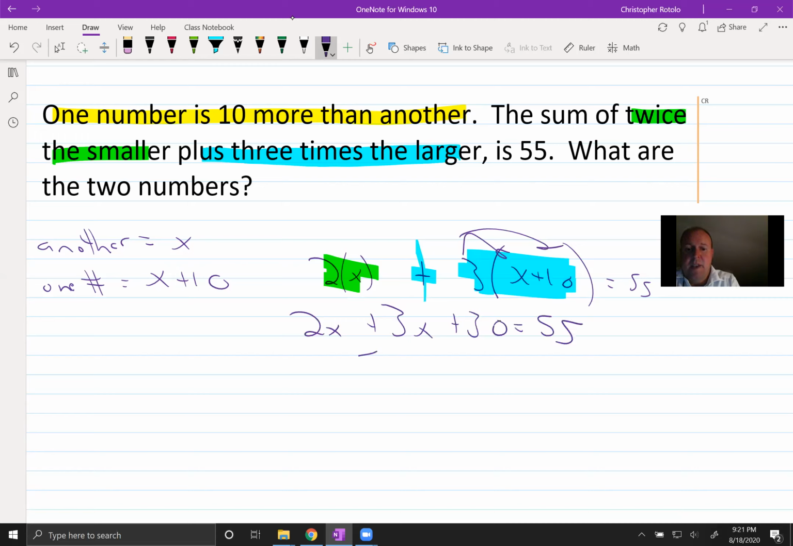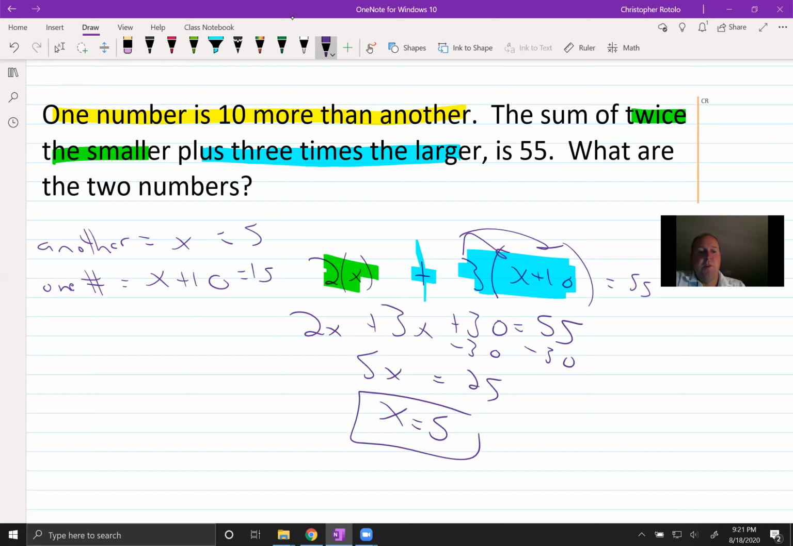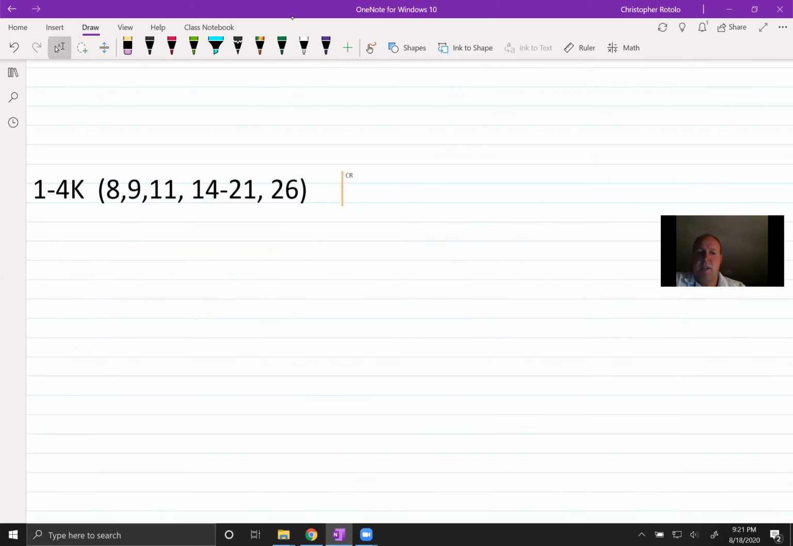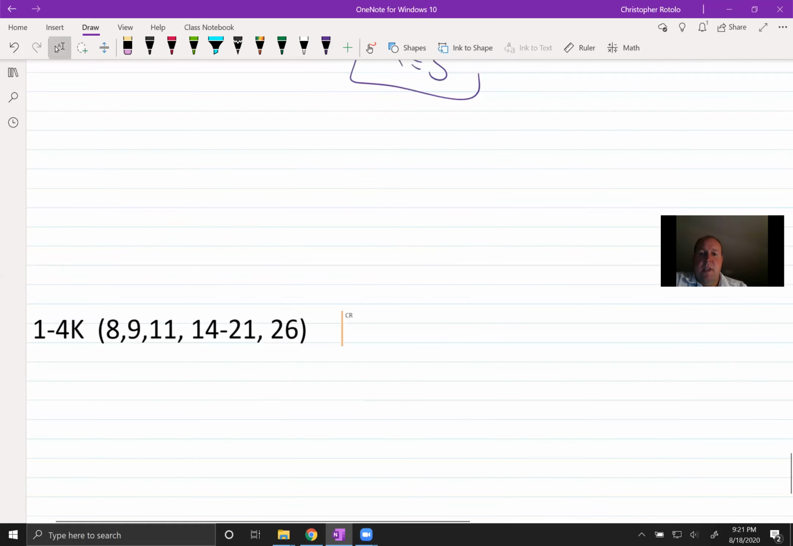So 5x, let's get rid of the 30 while we're working here. 25, so x turned out to be 5. So we'd have 5, and then the other number is 15, which is 10 more than the other number. We knew that was going to happen because we set up our equations that way. All right, so hopefully that gives you a little more insight to some of these word problems. We're going to do some practice here after we check in class, and we'll deal with it from there.